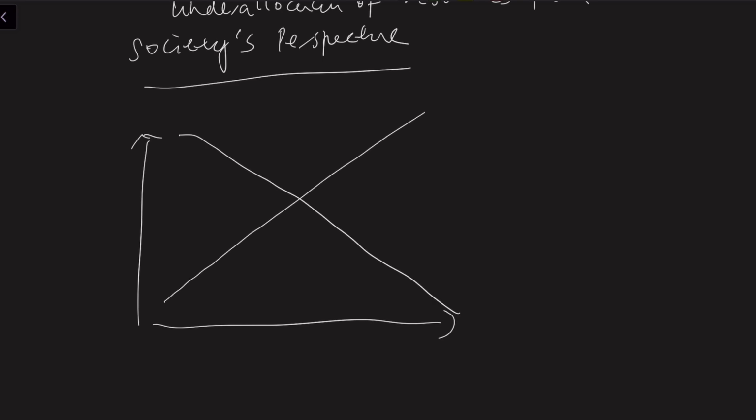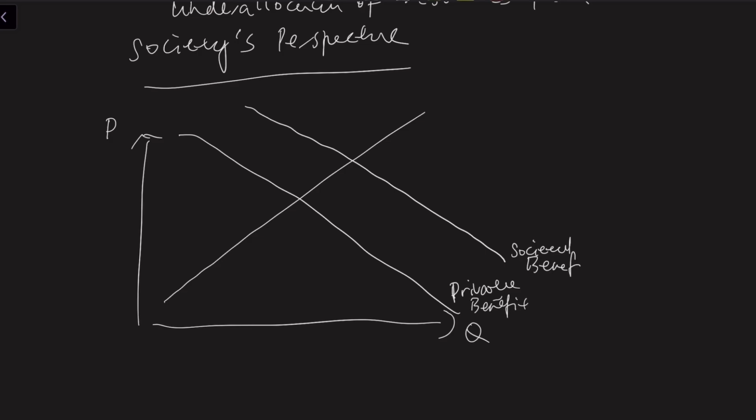So we still have a demand and supply curve. And we look at positive externality in consumption. So in consumption, there are actually two curves going on. We have private cost, and we have this, which is private benefit, and societal benefit.